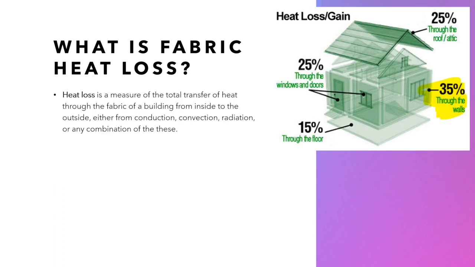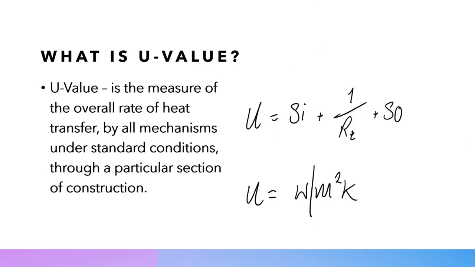Okay, so it's either from conduction, convection, radiation, or any combination of these, and generally it's always as a result of the three, but it can be just one or two. Okay. So what is a U value? All right, so the U value is the measure of the overall rate of heat transferred by all mechanisms under standard conditions through a particular section of construction.